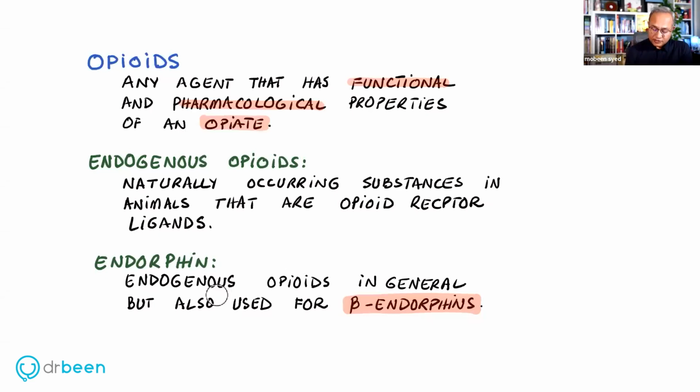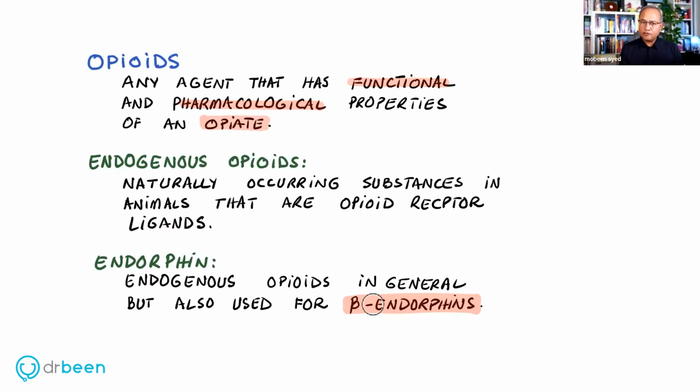Then there are endorphins. Endorphins are endogenous opioids in general, but the term is also used for beta endorphins. So you would see that there are many kinds of opioids produced in our body. They can generally be called endorphins. You might hear doctors say that when you play games, or exercise, or when you're happy, you will be releasing endorphins.